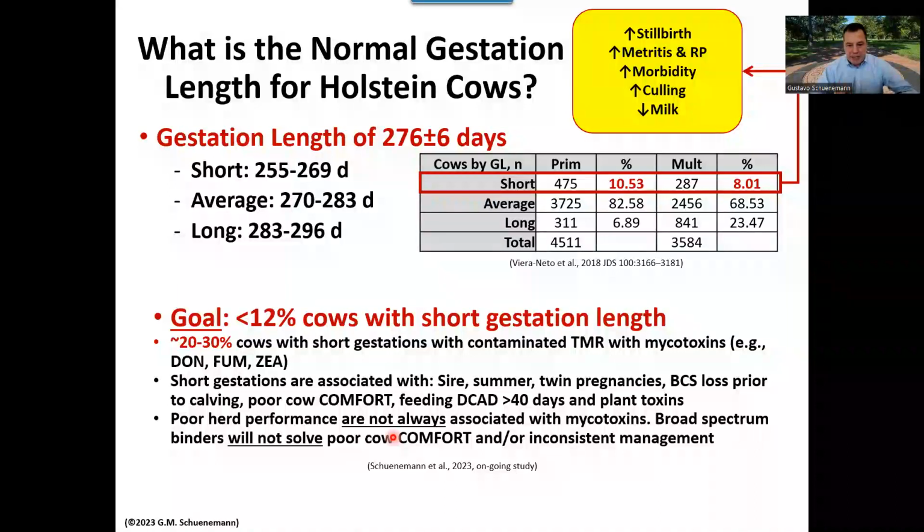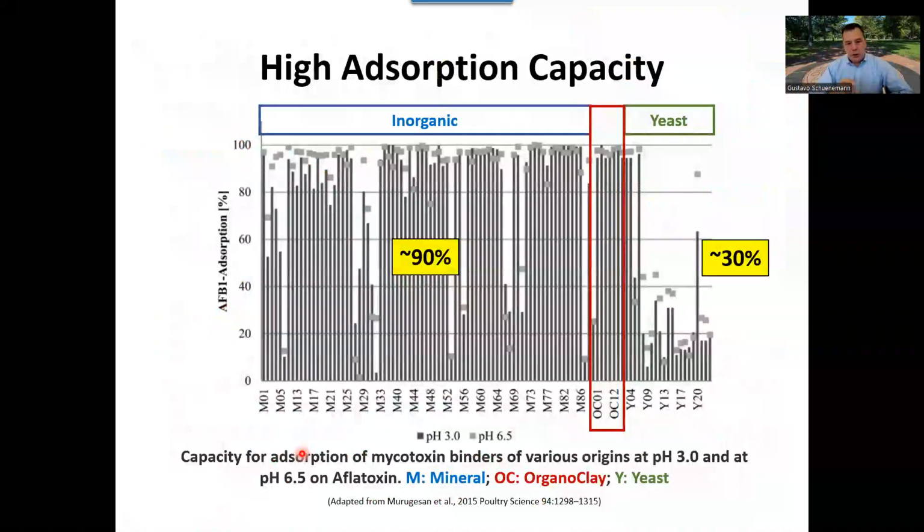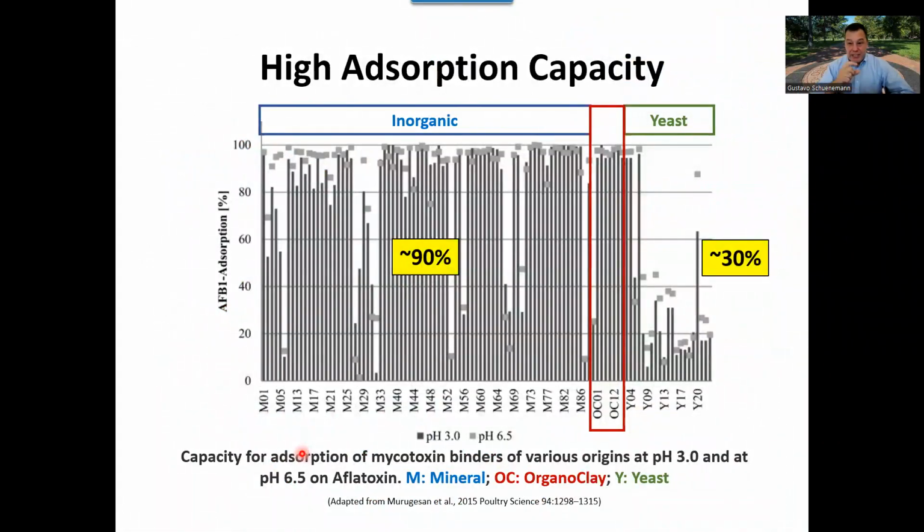A broad spectrum binder will not solve, or is not likely to solve, poor cow comfort or inconsistent management. I think that is an important message that I really want to leave here clear. So I'm going to share how the selection process of the binder works, and what is the science behind this. I really like that the poultry and the swine industry have made a tremendous effort in understanding some of this science.